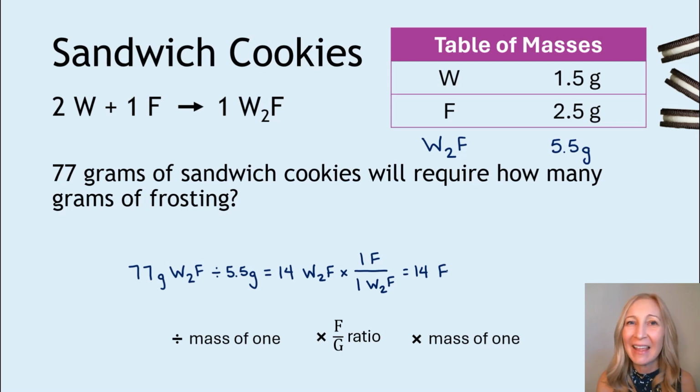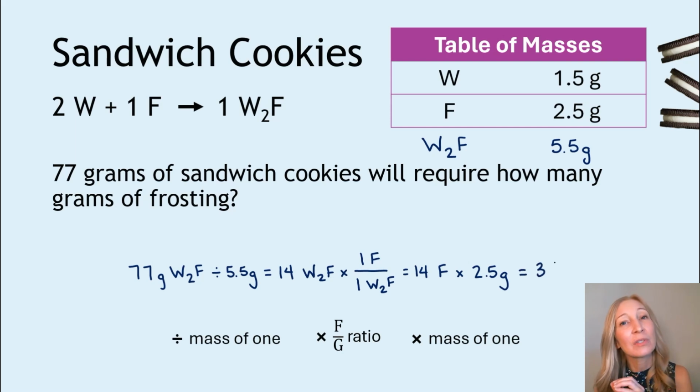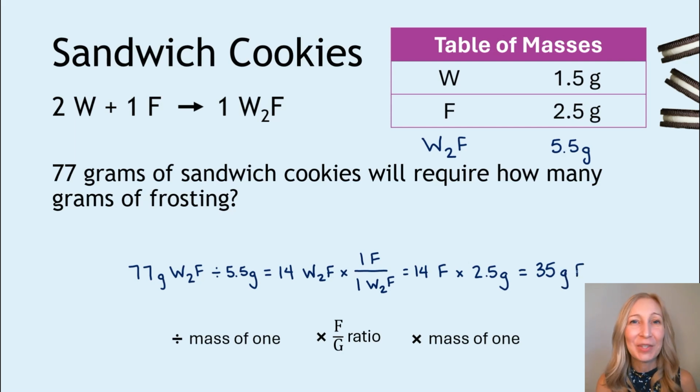But the question isn't asking how many frostings do I need? It's asking what is the mass of all of these frostings that I need? Well, we need to look at the mass of one frosting to figure this out, and that information is on the table. So if the mass of one frosting is 2.5 grams and I need 14 frostings, that means that my frostings will have a mass of 14 times 2.5 grams equals 35 grams. You would need 35 grams of frosting to make 77 grams of sandwich cookies.